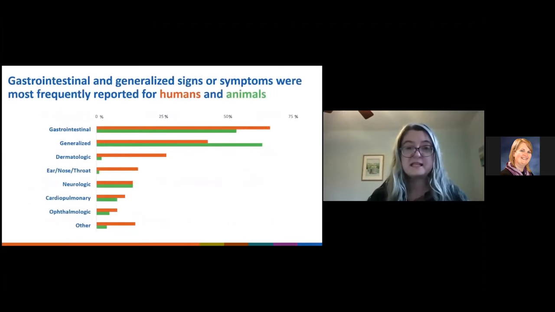Gastrointestinal or generalized categories of illness were the most frequently reported for 380 humans and 92 animals. Generalized refers to constitutional symptoms such as headache, fever, or lethargy. These data help to illustrate that signs and symptoms for HAB exposures may be similar to other illnesses and therefore difficult to link to a HAB exposure.